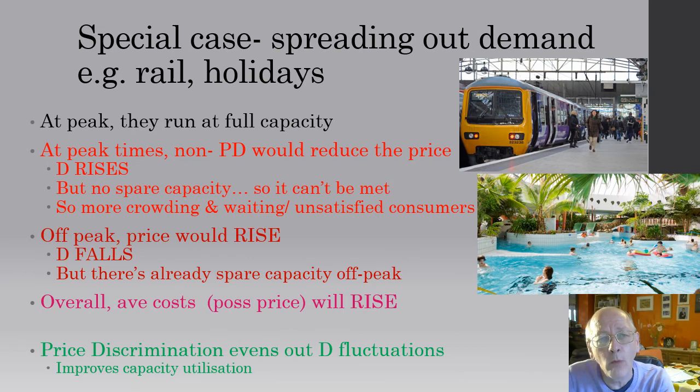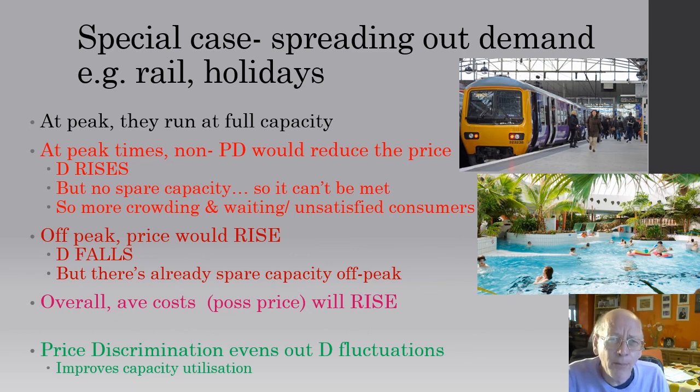And the final example is where you use price discrimination to spread out demand. So this tends to happen with railways or holiday firms, whatever. Railways tend to charge more before 9:30, less afterwards. Holidays tend to charge more at school holiday time when the families can get away. Now, the thing about these particular firms, let's imagine that they were not allowed to price discriminate. Well, at peak times, they run at full capacity anyway. You don't have a lot of spare space on railways at 9 o'clock or 8 o'clock. You don't have a lot of spare space in holiday parks.